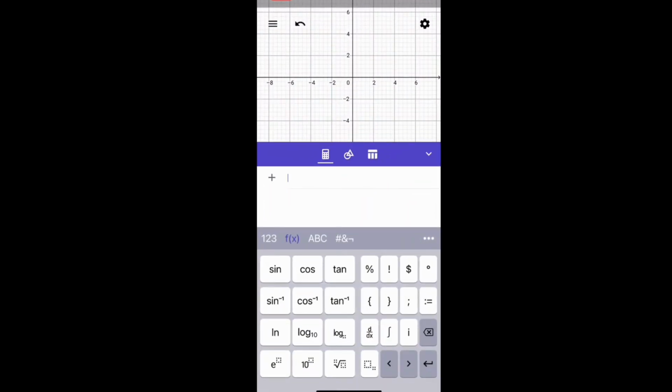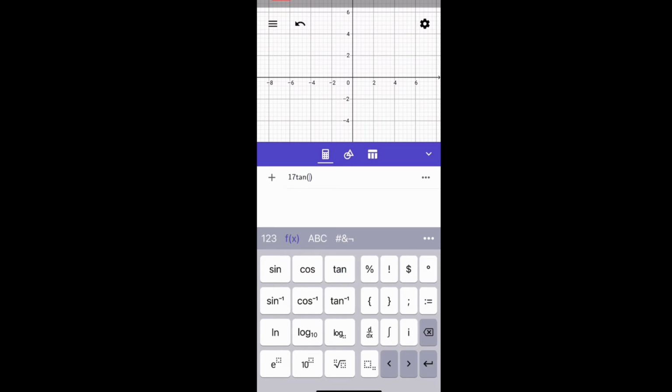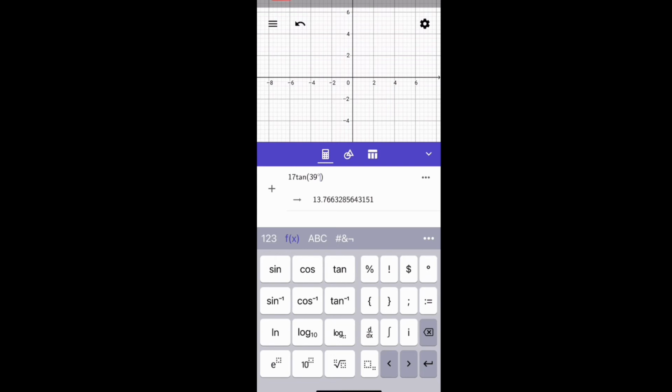So going into my graphing calculator app by GeoGebra, I'm gonna open it up. And the part that was circled in yellow, remember that's what we're gonna type into this line here. So 17, then I go to tangent, and then I put in 39, and I put the degree symbol on there. It's very important that you put a degree symbol on there for it to calculate properly. All right, so I'm looking at a height of 13.76, or you can just round it up to maybe 13.77, somewhere around there.